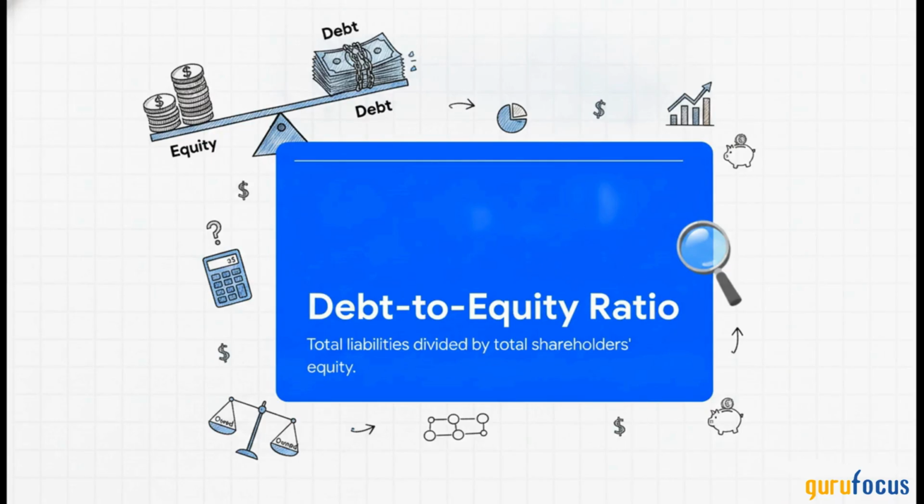And hey, please don't let the math formula scare you off. At its core, this metric is literally just a quick, easy way to see how much borrowed money a business relies on compared to its very own money. Total liabilities, well, that's simply what they owe, and equity, that's what they actually own.